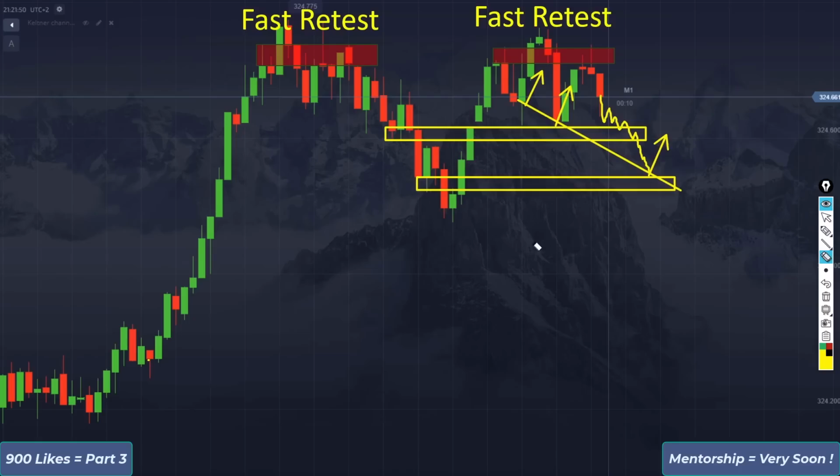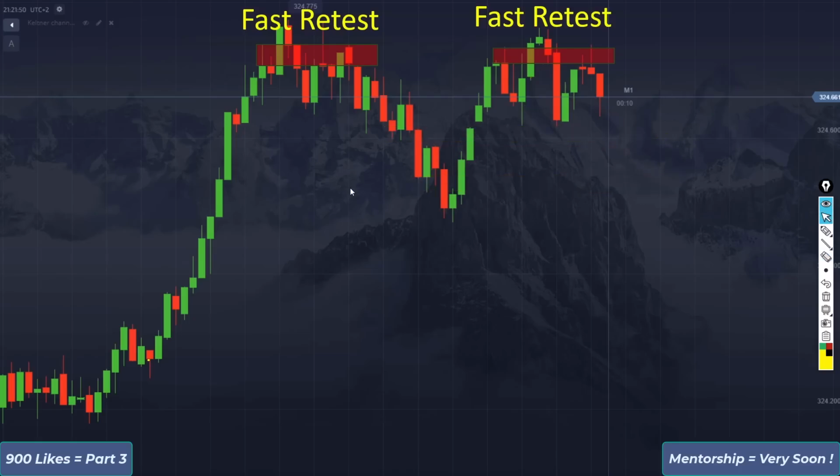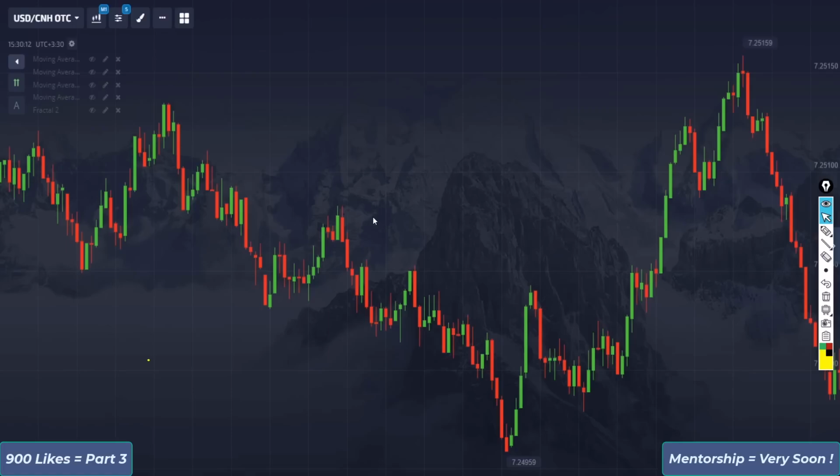That'd be sick. Okay, this is another example of QM. Now look at this. Do you see any QM here? Just pause the video and look for QMs. Okay, look at this. Is this a QM? ABC to the downside. We broke the previous swing and now boom.